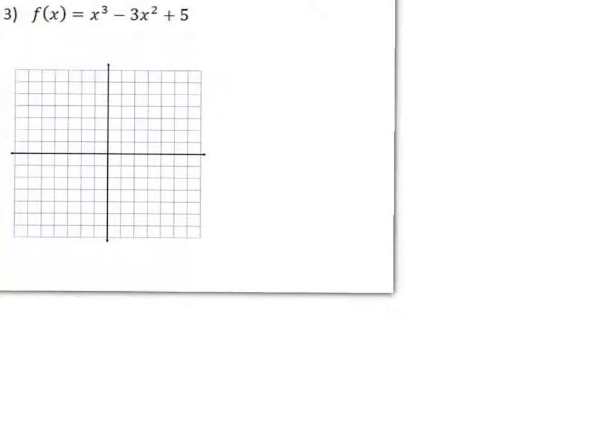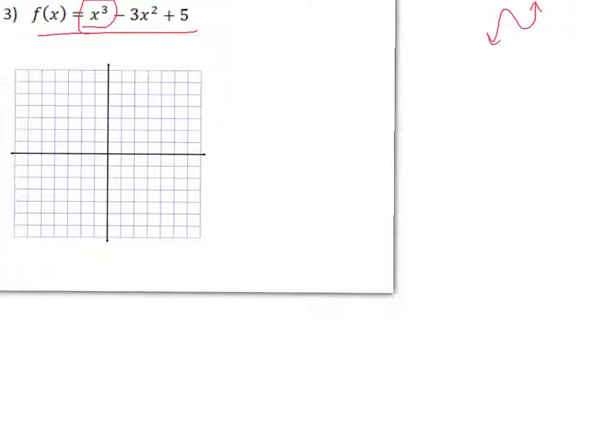This is our second part of analyzing graphs. So here we have the function x to the third minus 3x squared plus 5. So we know that it's an odd degree, because it's x to the third, and it has a positive leading coefficient. So we start up on the right, and then we go 1, 2, 3. So that should be our general outline of our graph. Okay, so we know that.